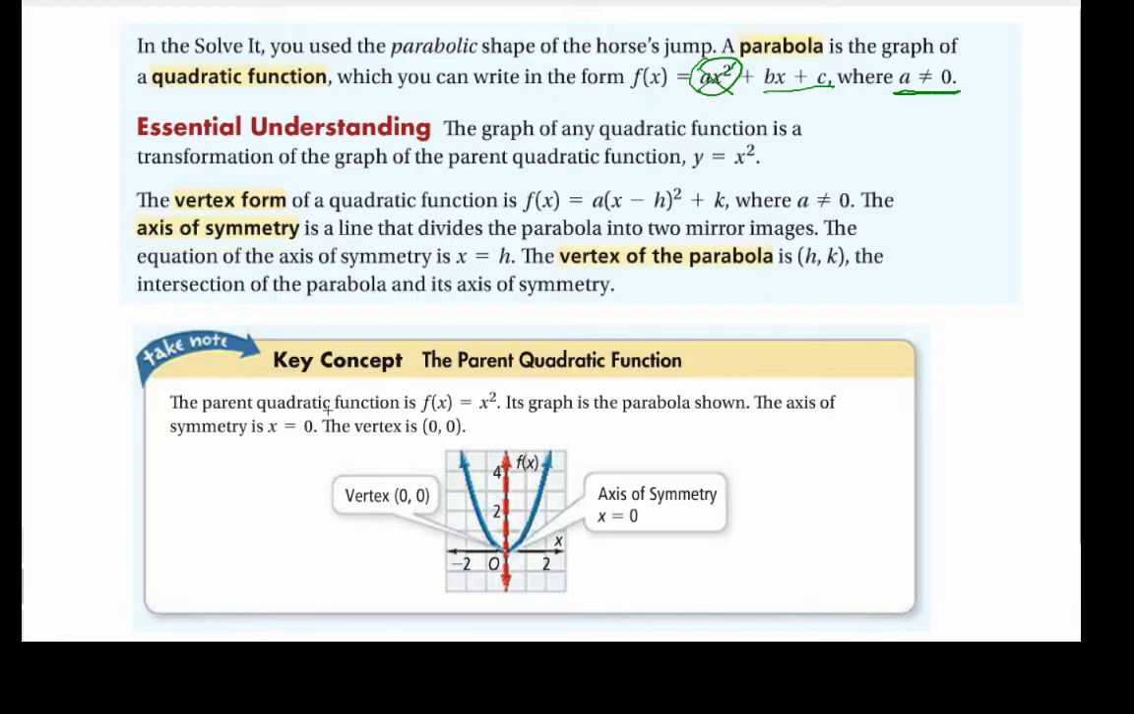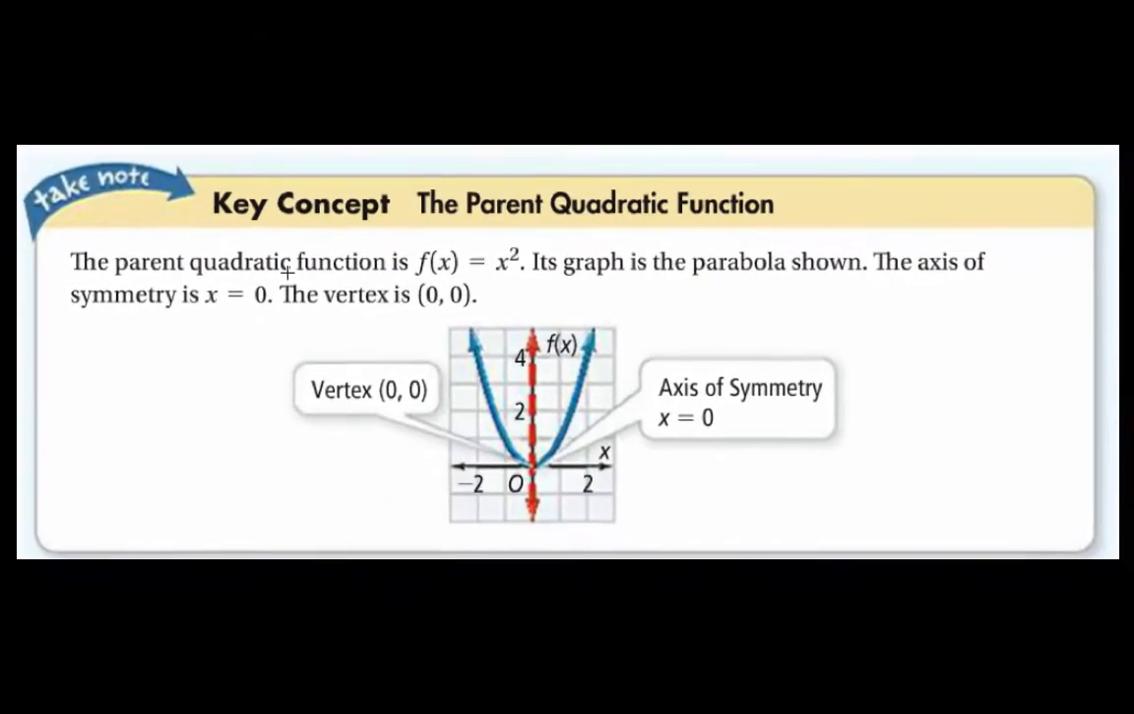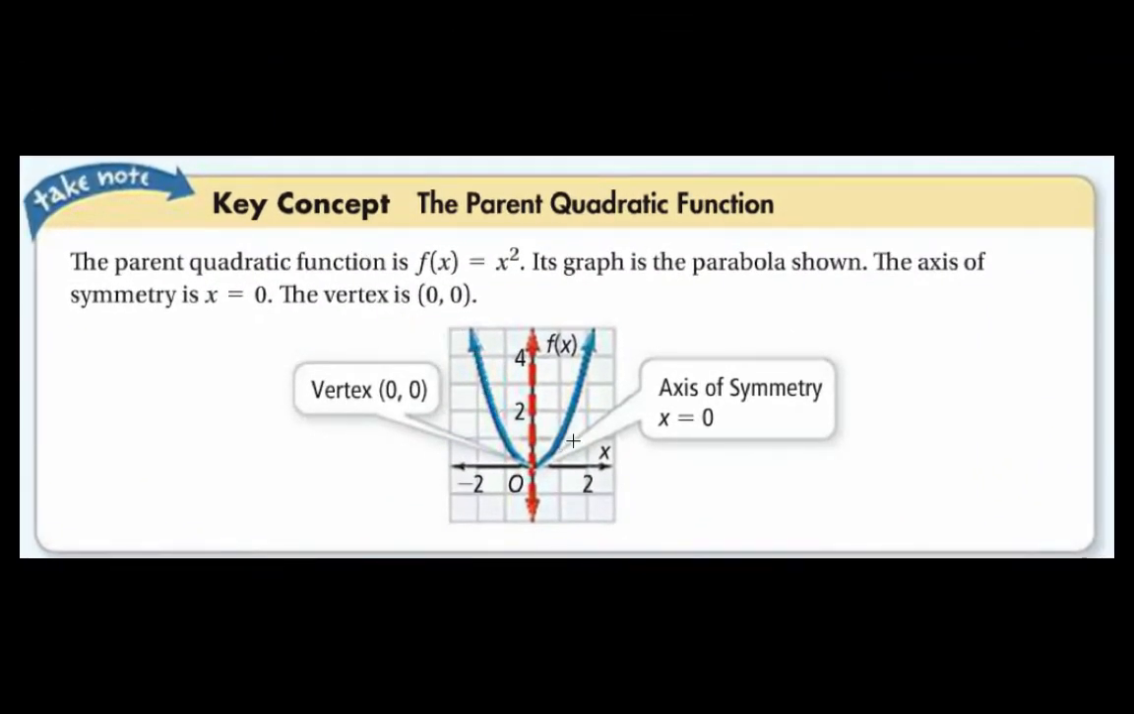So let's look at a visual here of this. Here we have our parent quadratic function in blue. There's x squared. The graph is the parabola shown here. The axis of symmetry for this parent function is x equals 0, which is also known as the y-axis. And the vertex is (0, 0) right here where the parabola and the axis of symmetry intersect.